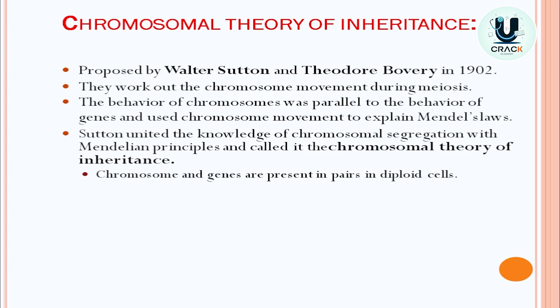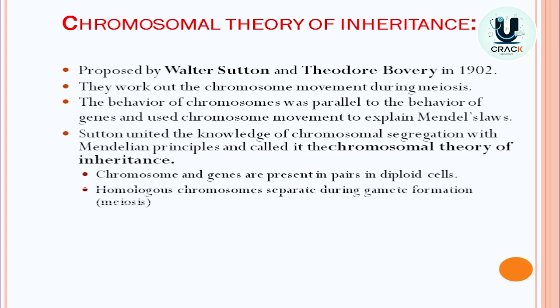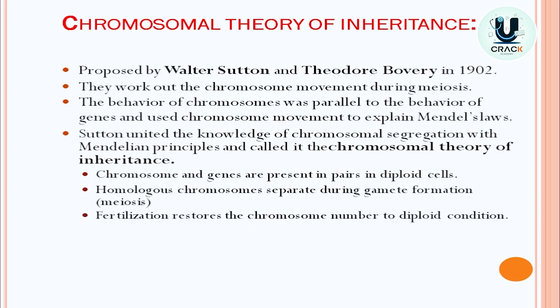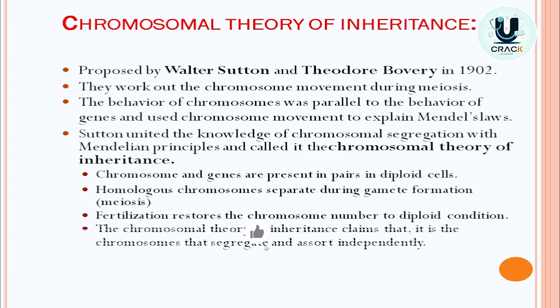Chromosomes and genes are present in pairs in diploid cells. Homologous chromosomes separate, and gamete formation happens only with meiosis. Fertilization also happens, which restores the chromosome number to the diploid condition. The chromosomal theory of inheritance claims that segregation asserts independently.